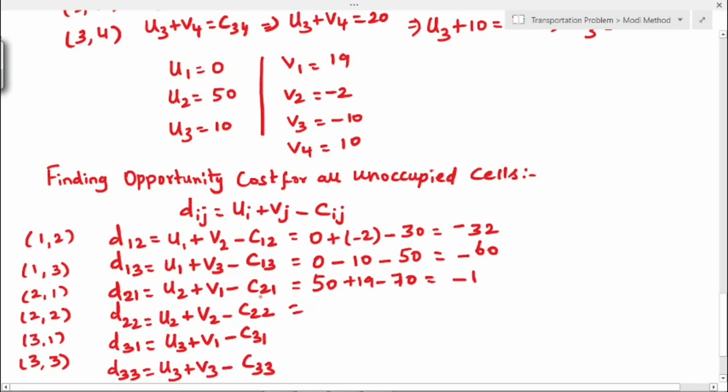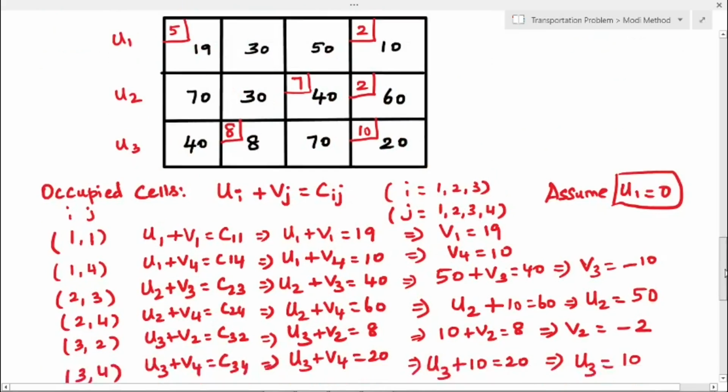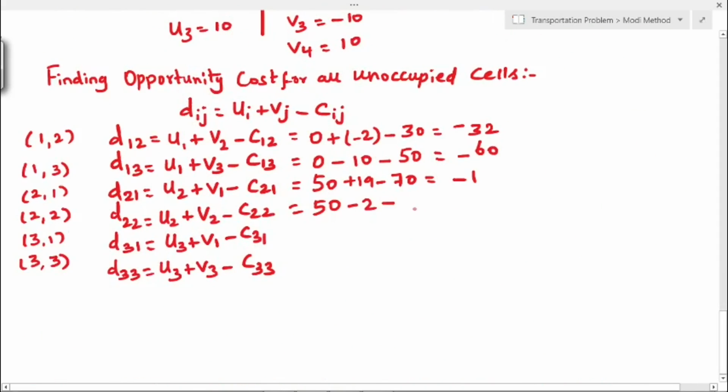Next, U2, again that is 50 plus V2 value, which is minus 2. So minus 2 minus C22, that is from the table, second row, second column, value 30. If you simplify, you will get 50 minus 32, so you will get 18.